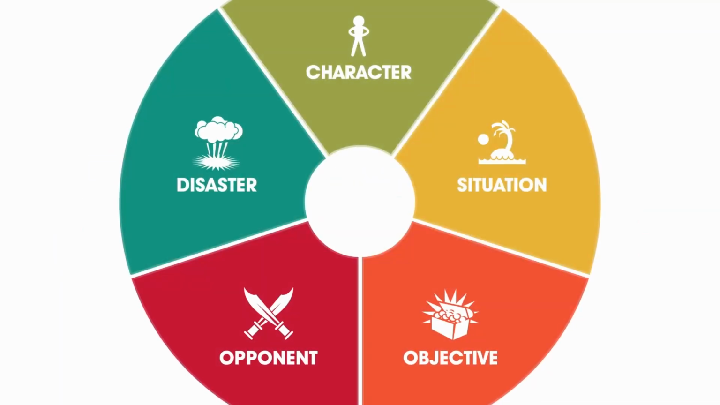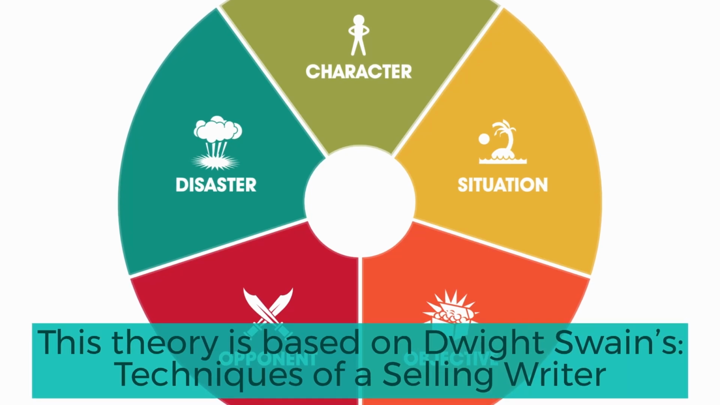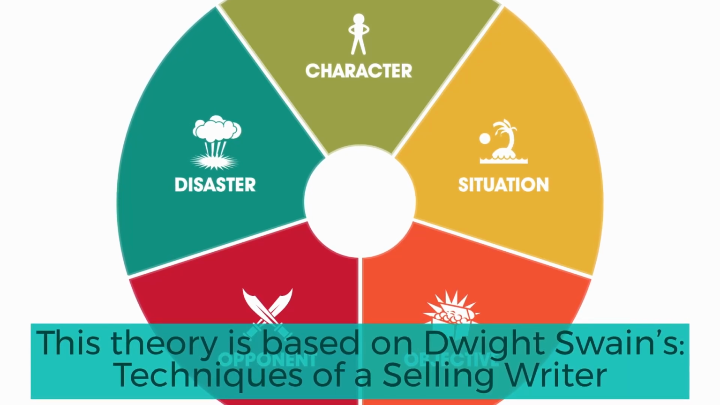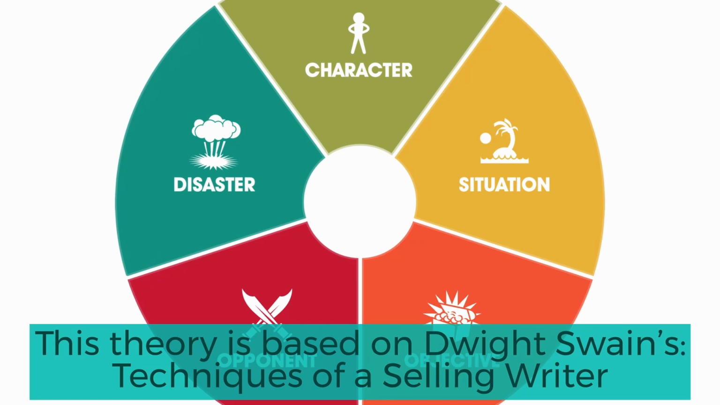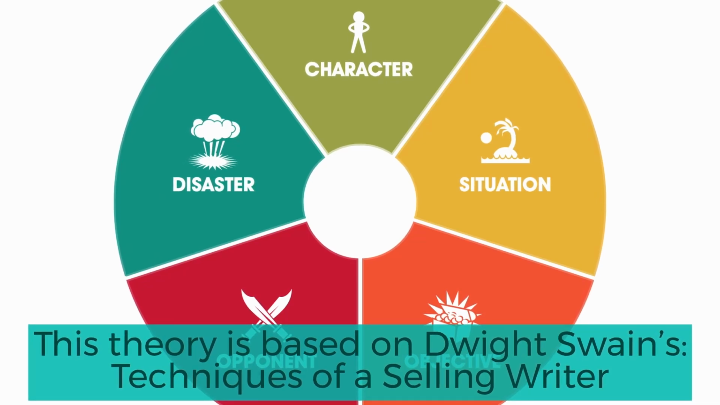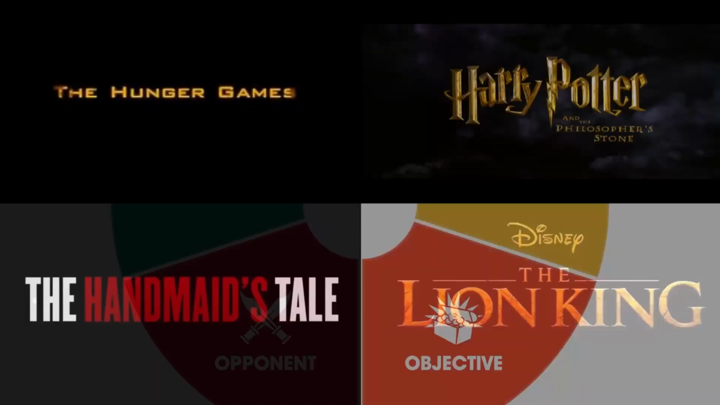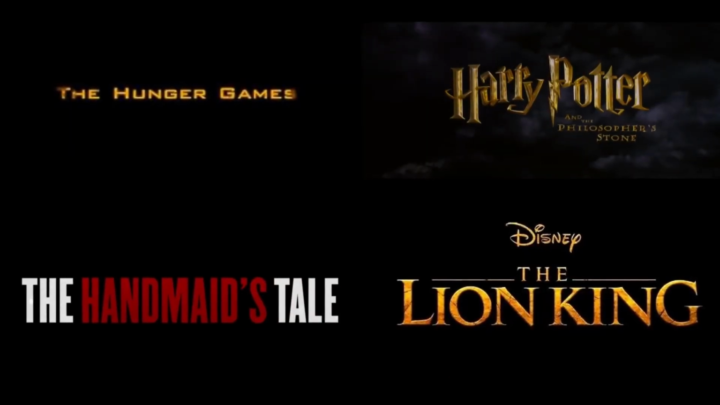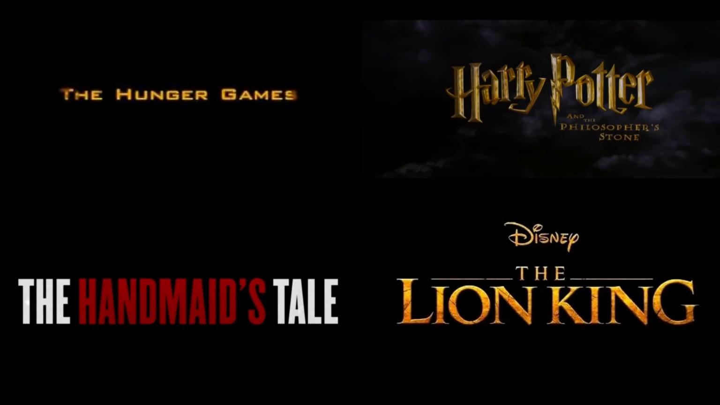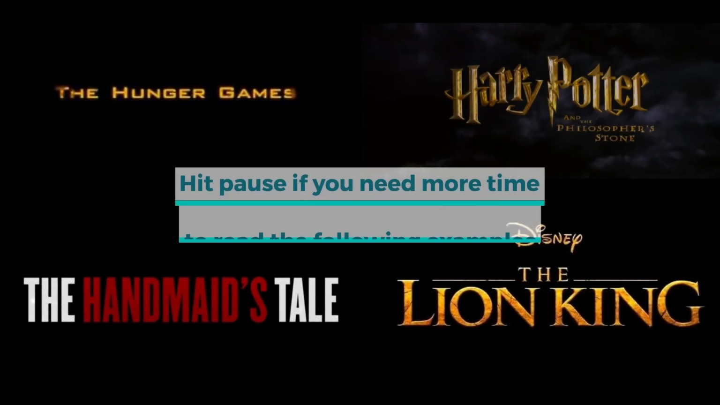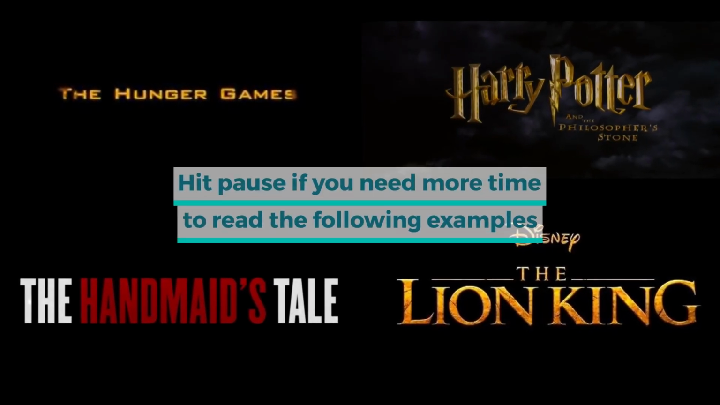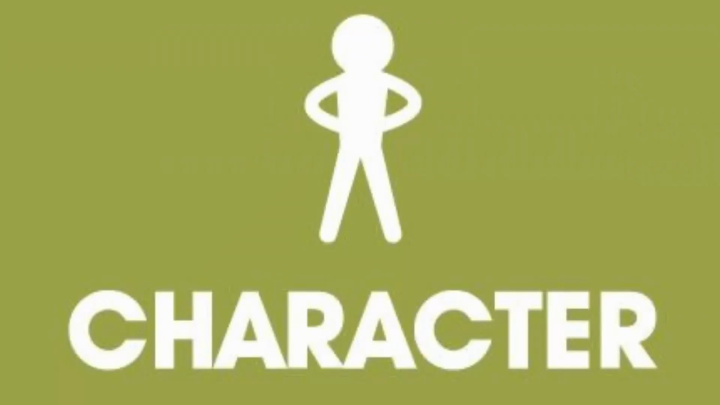Now let's get started. The core of almost all stories can be distilled into 5 critical elements: character, situation, objective, opponent, and disaster. To help illustrate the different elements and how they come together, we'll use examples from The Hunger Games, Harry Potter, The Handmaid's Tale, and The Lion King.